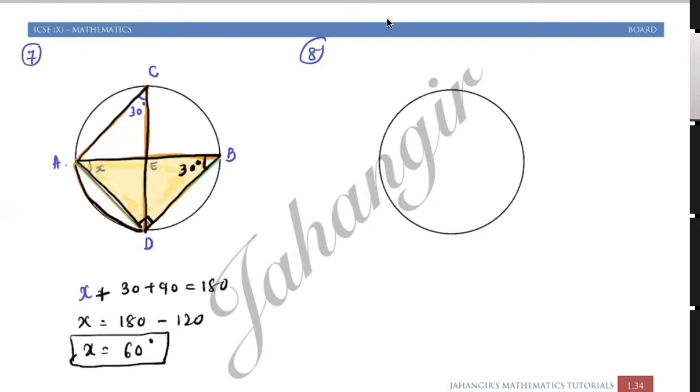Is there any clarification in the question? If it is not, you cannot take anything. If CD were a diameter, this angle would be 90, but it is not. So we cannot say angle DAC is 90 degrees. Okay? Any other doubt? Do not assume anything unless and until it is given.